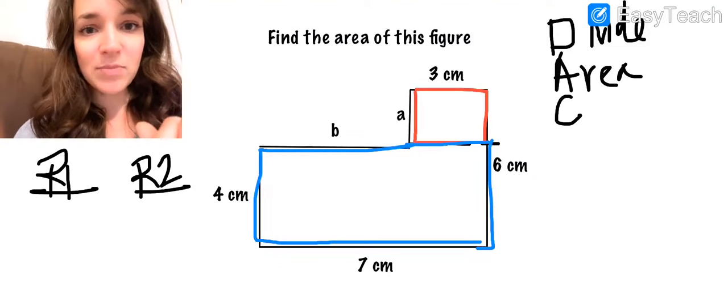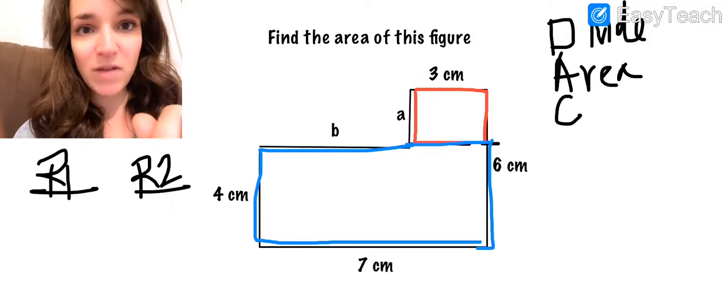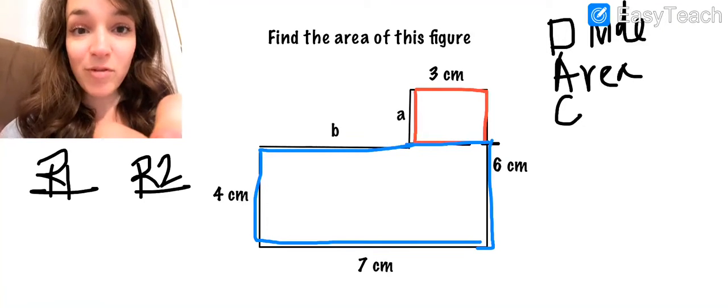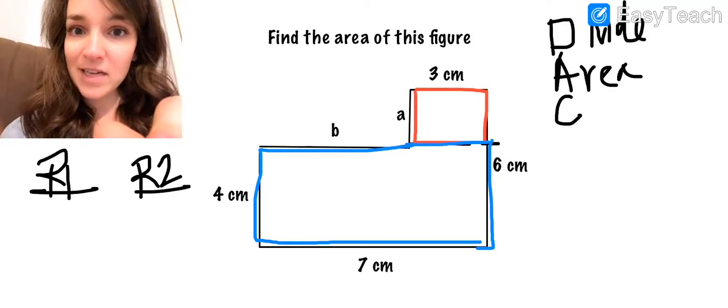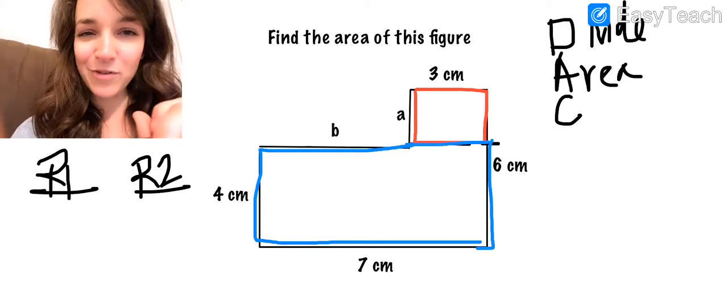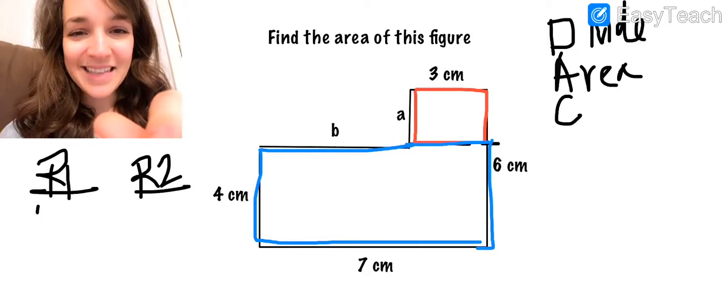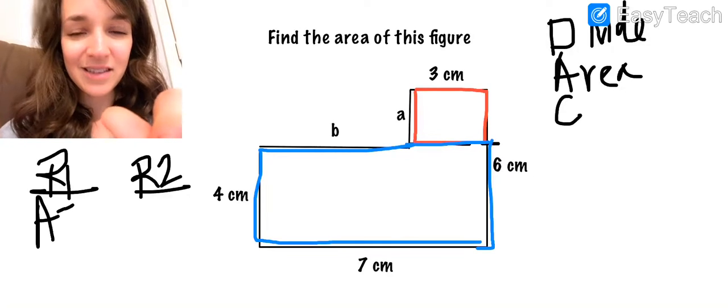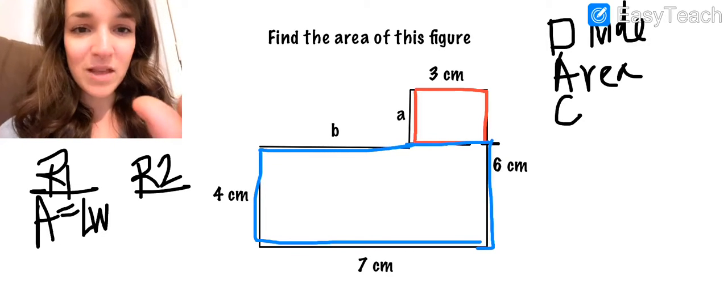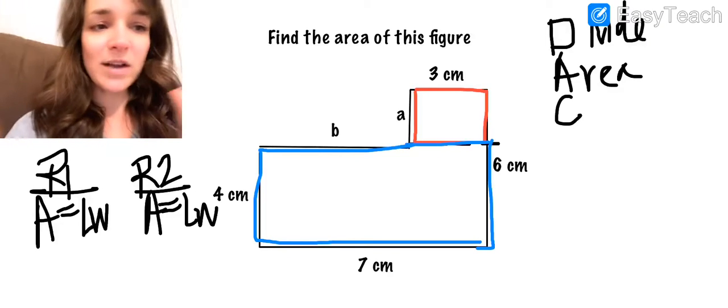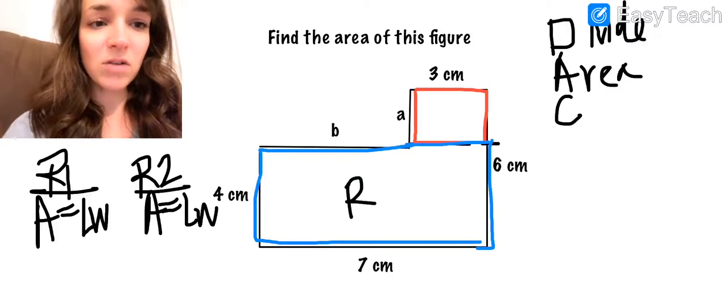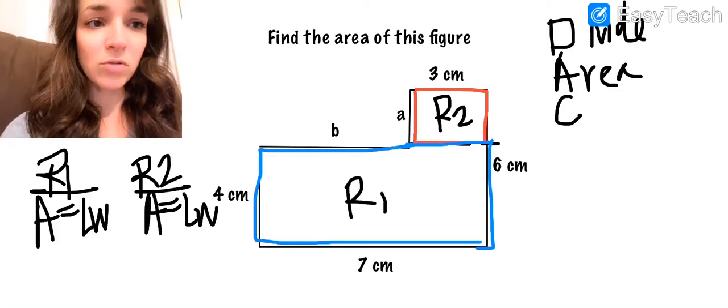Set up one spot for the first rectangle and one spot for the second rectangle, and then set up your formula. So how do I find area of a rectangle? I know every single one of you is saying it right now. Length times width. Very good. So area equals length times width. All right, so rectangle number 1, we're going to call this one rectangle number 1, and we'll call this one rectangle number 2. How about that?